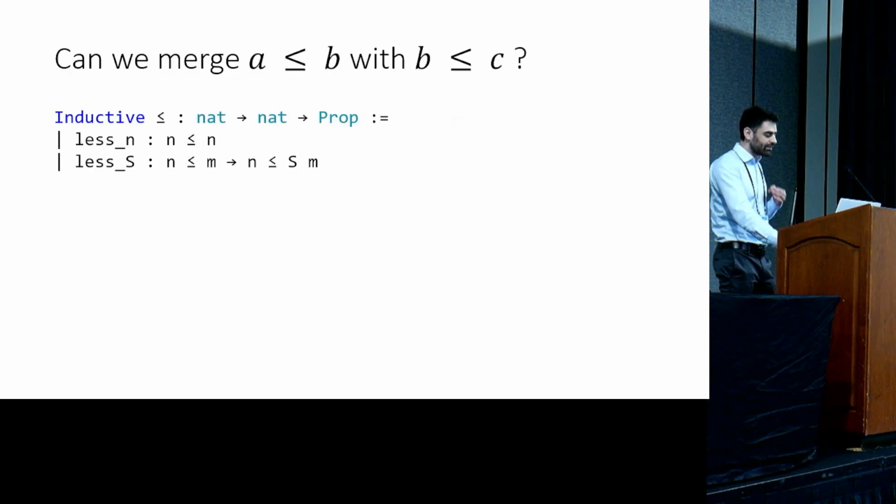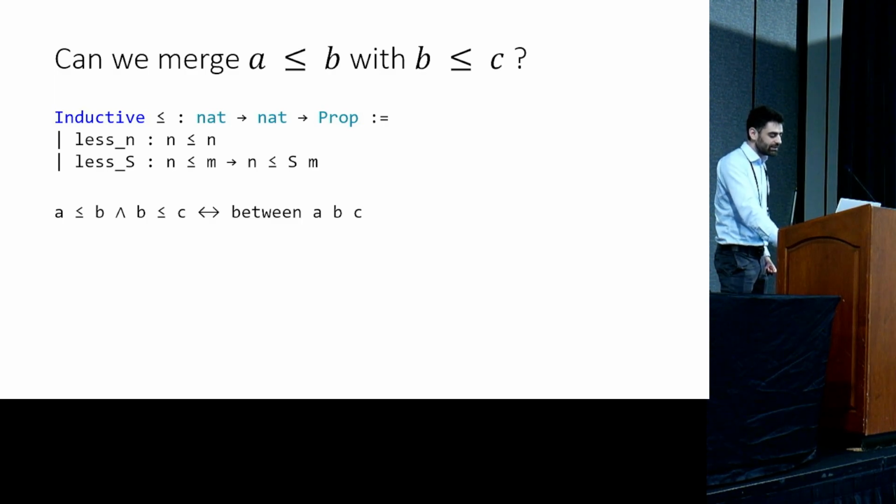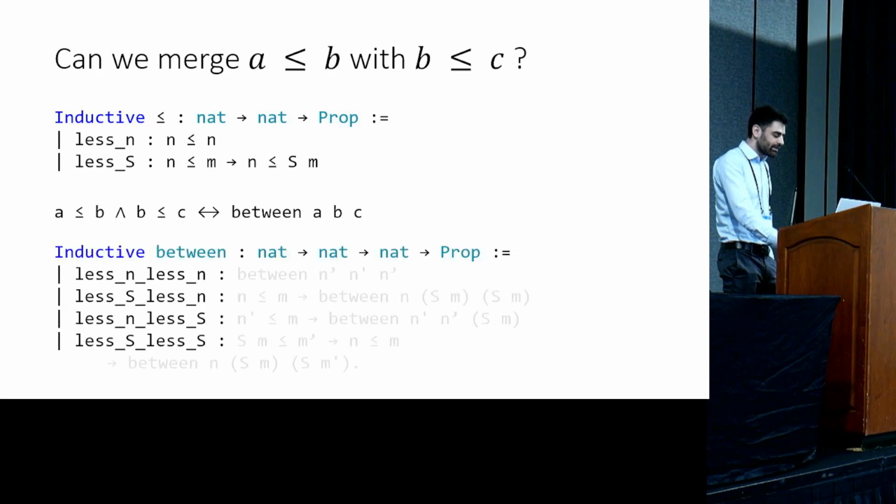So now we have this inductive less than or equal to relation, and the goal for our algorithm is to find a single relation between, such that between A, B, C holds if A is less than B and B is less than C. So what happens if we just take this and plug it back into our original algorithm from before? Well, it turns out that we get this. So is this any good?